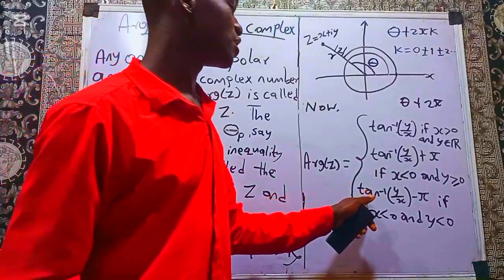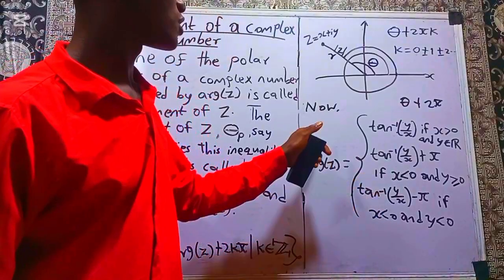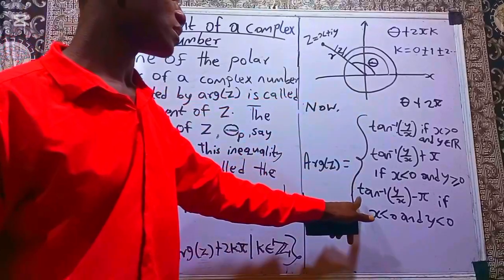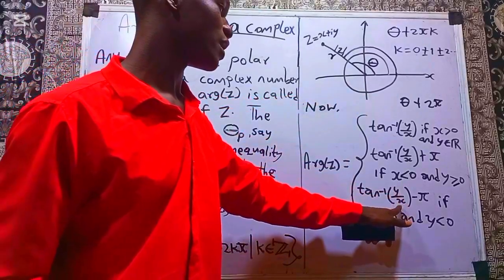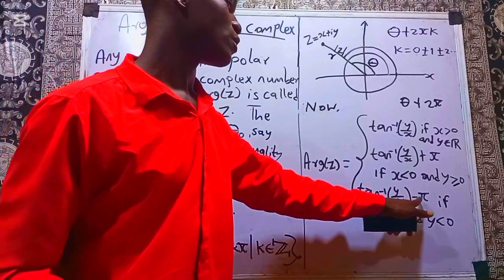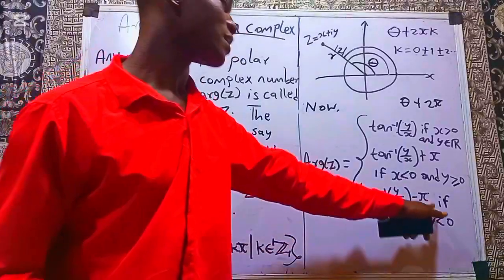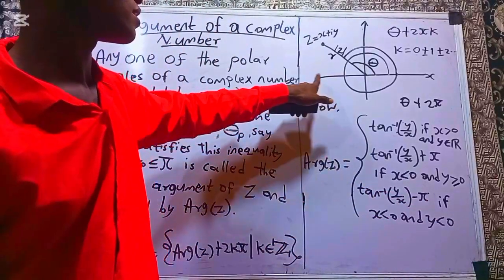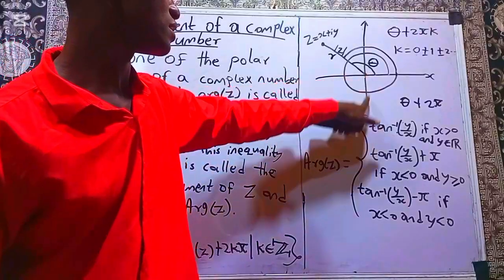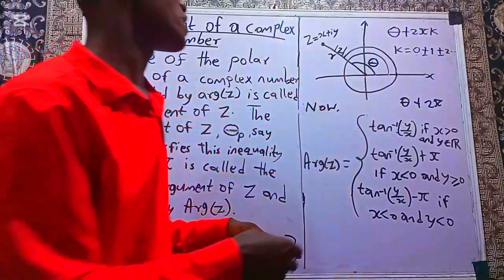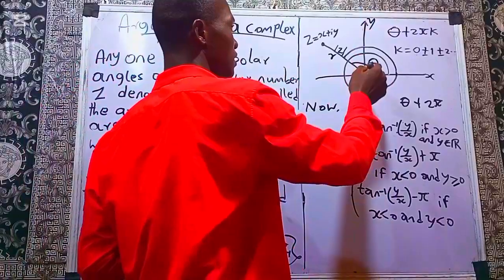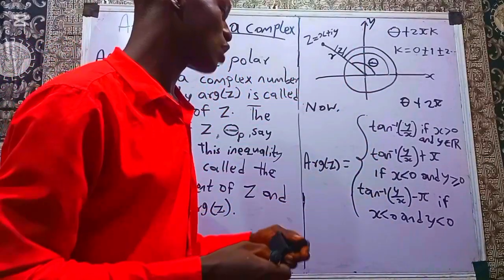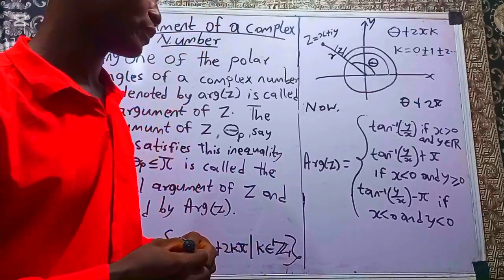Now, if the complex number is lying in the third quadrant, the formula you are going to use is tan inverse of y over x minus pi. This happens when x is negative, because in the third quadrant x is negative, and y is also negative. So this is the formula you are going to use to calculate it.